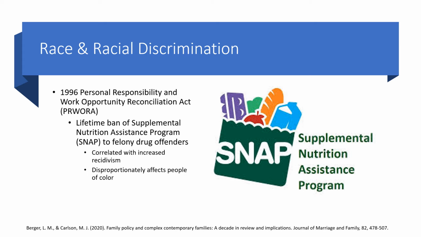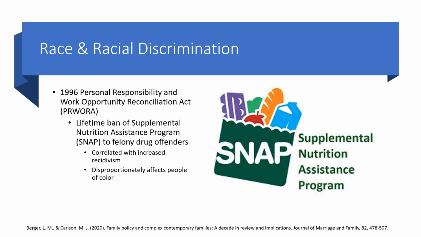Okay, so starting with race and racial discrimination. As we've learned in this class, people of color, particularly African American men, are incarcerated at disproportionate rates compared with white individuals. And the reasons for this are related to the war on drugs and the 1996 Personal Responsibility and Work Opportunity Reconciliation Act, PRWORA, which was basically known as welfare reform or TANF reform. And as part of that 1996 welfare reform, it included a lifetime ban of Supplemental Nutrition Assistance Program, SNAP, also known as food stamps, to anybody who had been convicted of a drug offense at the felony level.